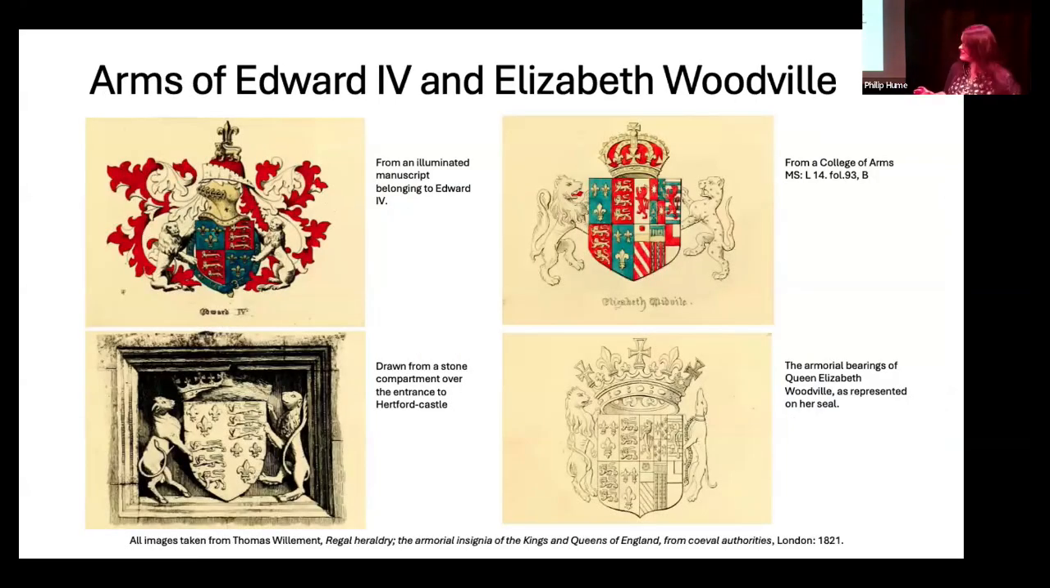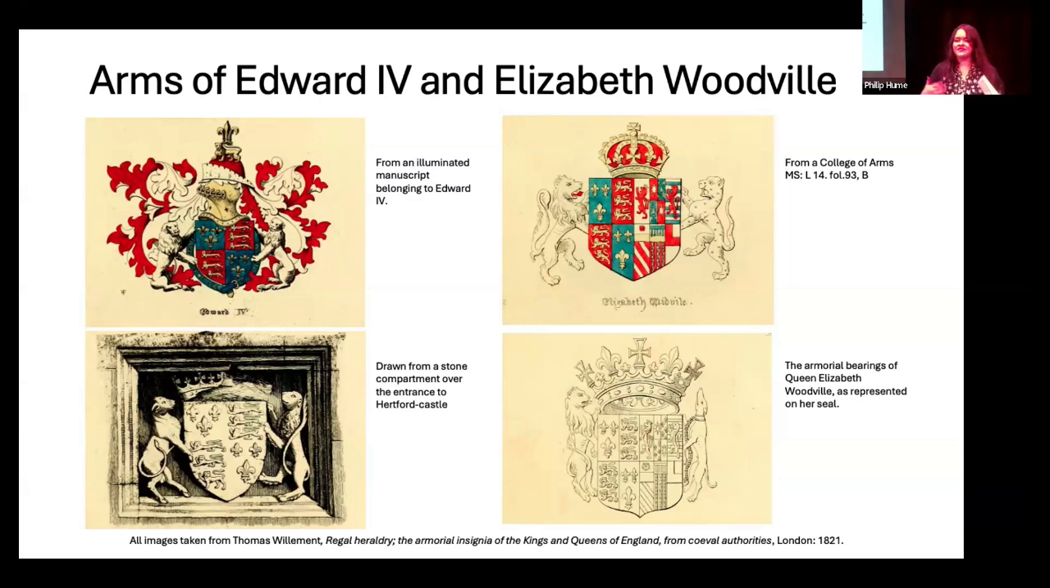And again, to emphasize this, sometimes you'll get illuminations, for example, or carvings of the arms of Edward IV and his wife, Elizabeth Woodville. These can also have white lions included by them. So, for example, the top two images are illuminations from manuscripts where you can see at least one, if not two, white lions included alongside them. You've also got a stone compartment from the entrance to Hereford Castle on the bottom right, and then Elizabeth Woodville's seal on the bottom right-hand side, all of which include the white lion.